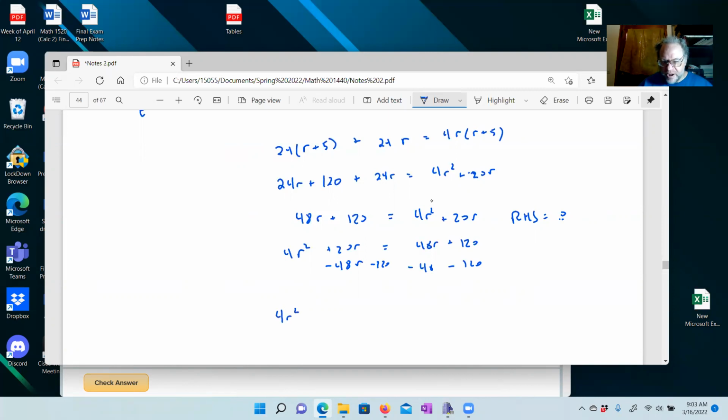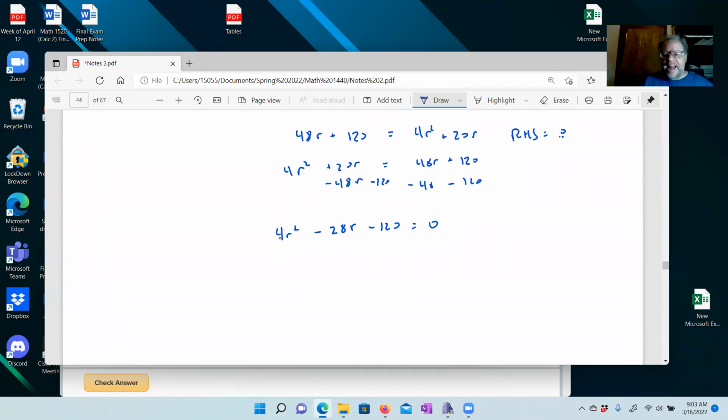So we have 4r squared. Let's see, minus 28. I think that's going to be 28. Yeah, that should work. 20 minus 48 would be minus 28. Okay, minus 120 equals 0. And hey, if I didn't know any better, I'd say each of these terms are divisible by 4. So what I'm going to do is say 4 times r squared minus 7r, 4 times 7 is 28, and then minus 30. Okay, and that's equal to 0.